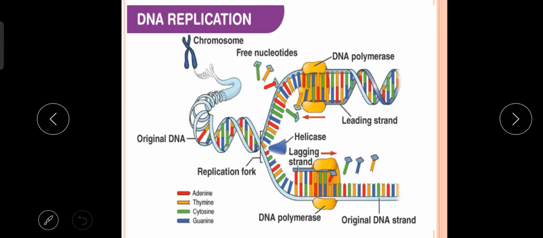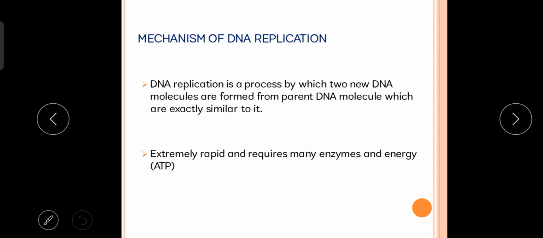Hello everyone. Today our topic is the mechanism of DNA replication, which is an extremely enzyme-oriented reaction. DNA replication means the production of a new DNA molecule from the old or parent DNA molecule, exactly similar to the parent DNA. The DNA replication process is extremely rapid, and it requires many enzymes and energy, which is called ATP.